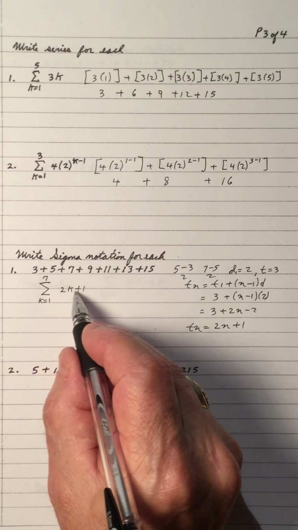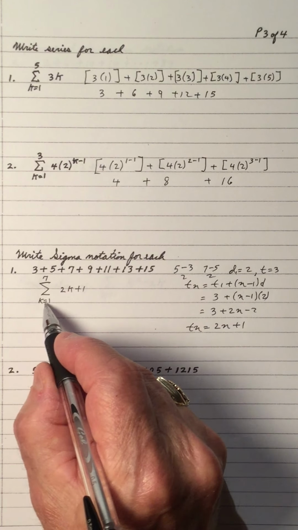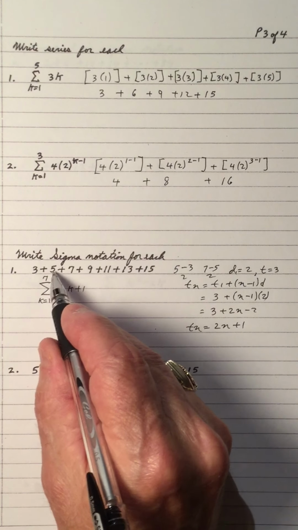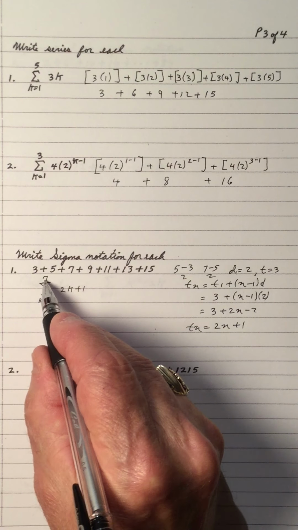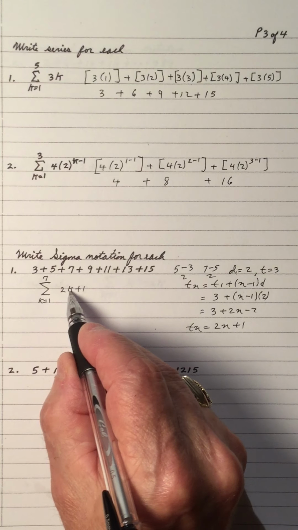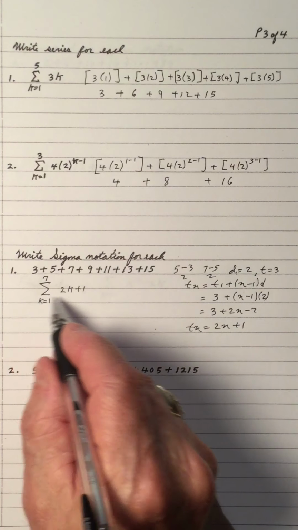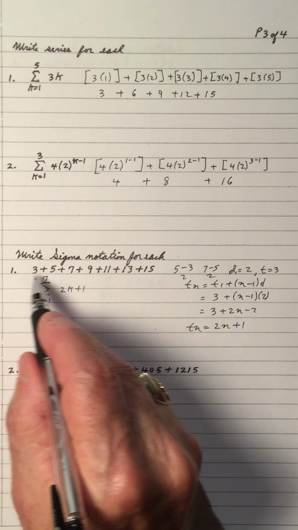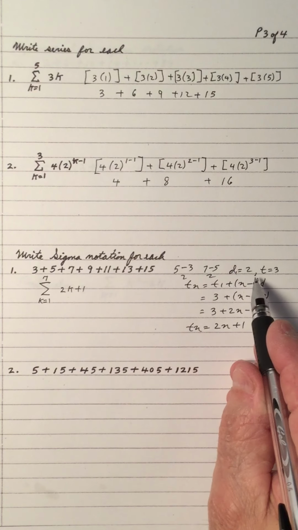So if you take 1 and sub it in, you'll get a 3. Take k is 2, sub it in, you get 4 plus 1 is 5. If you take the last one, which is 7, and sub it in, 2 times 7 plus 1 is 15. So this is the sigma notation that represents, no, this is an arithmetic sequence.